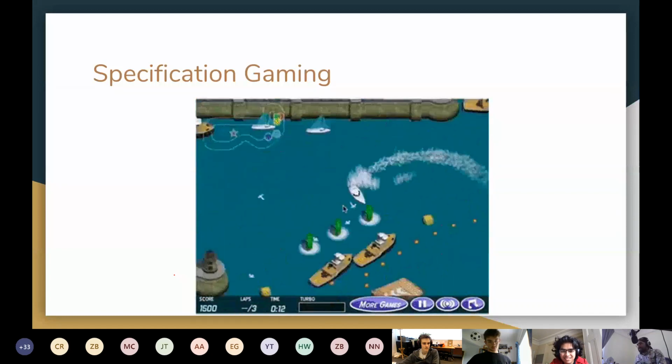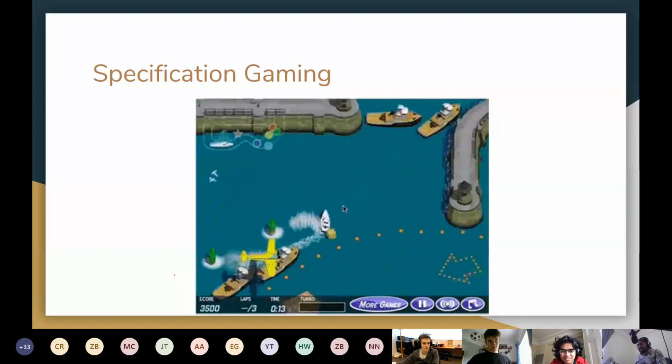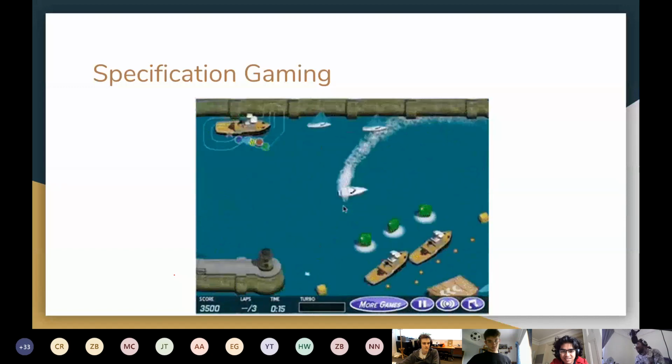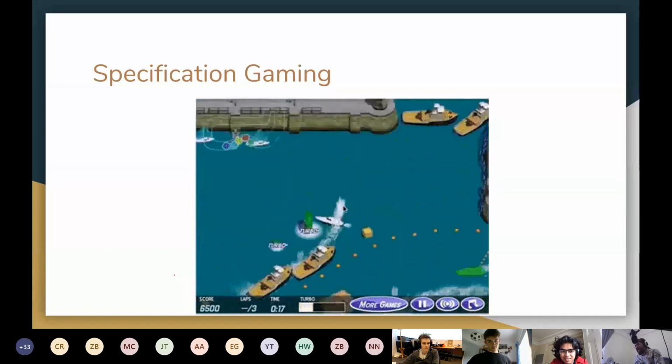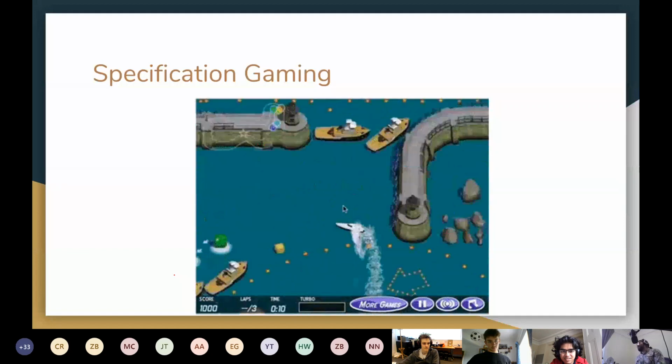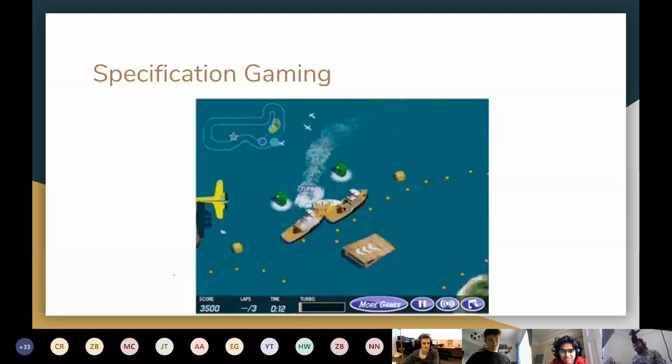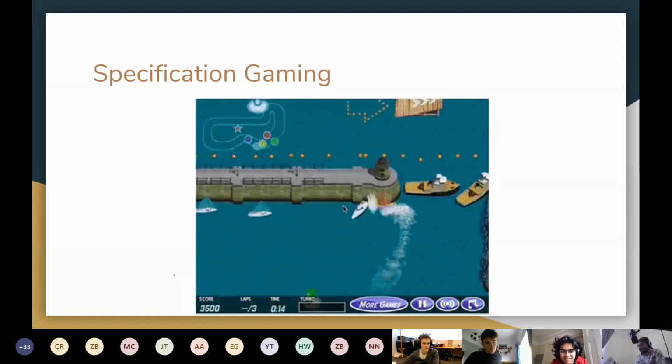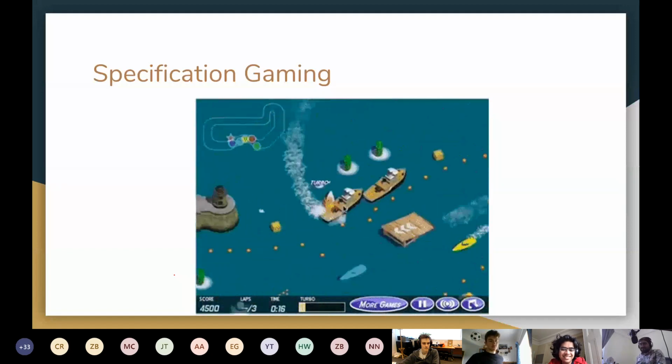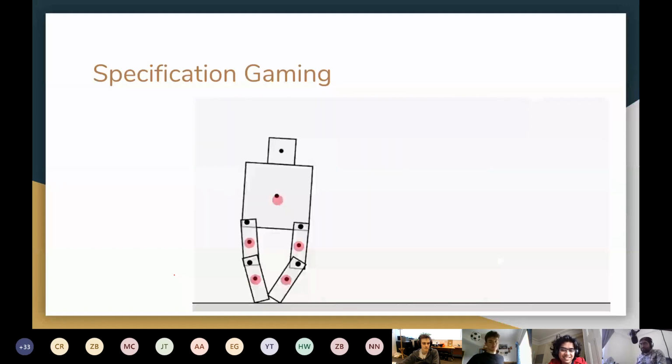I think this is a hilarious problem. And it's easy to see this and just be like, oh, those designers were dumb. They didn't design the right reward function. They should just try harder next time. But this is a really, really common problem.